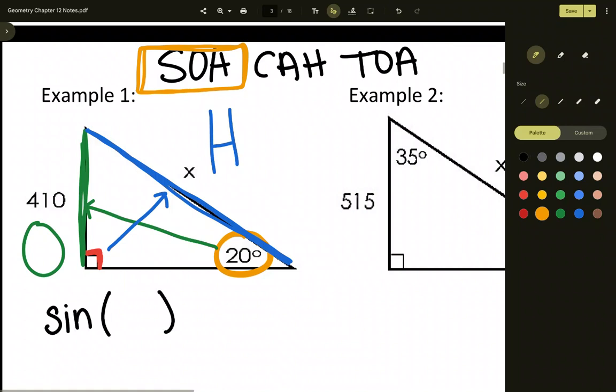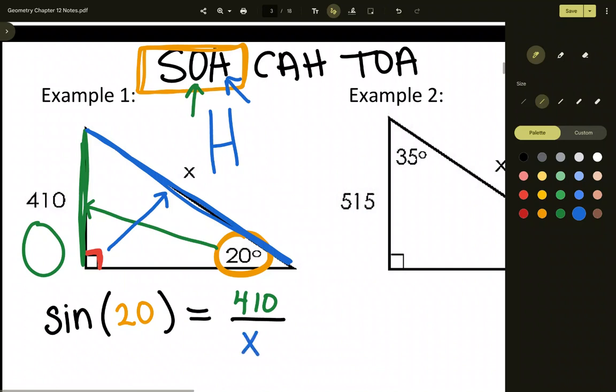Then we're going to put our angle measurement. We're going to put equals. And then I've got to remember, how do I set up that ratio that's going to be equal to that sine value? If I look up at the SO part, O comes first, which means our opposite number is going to go on top. Then the H comes next. That means our hypotenuse number is going to go on the bottom.